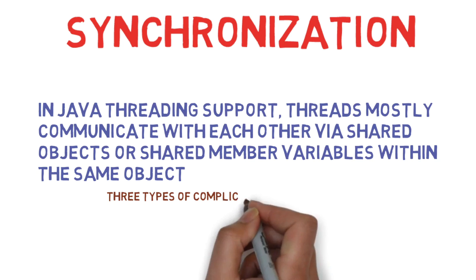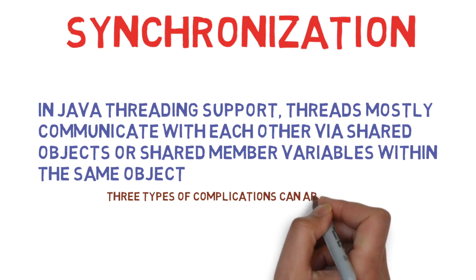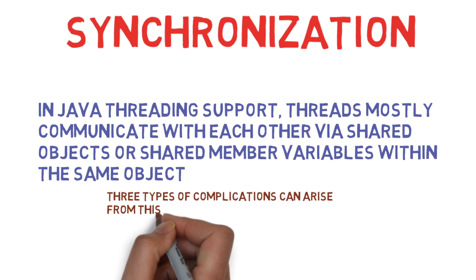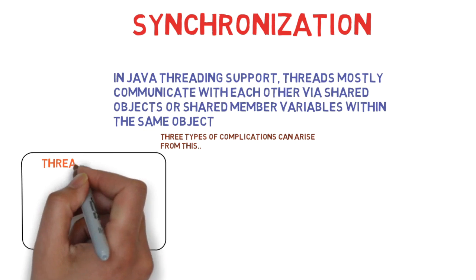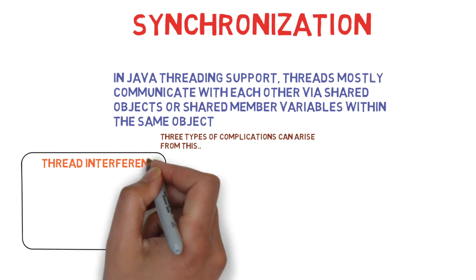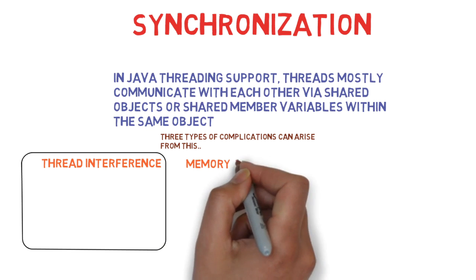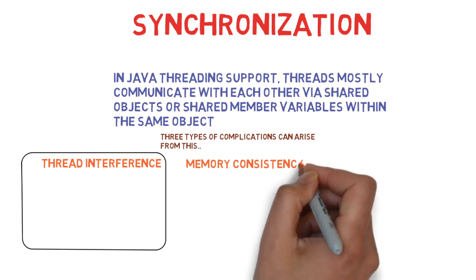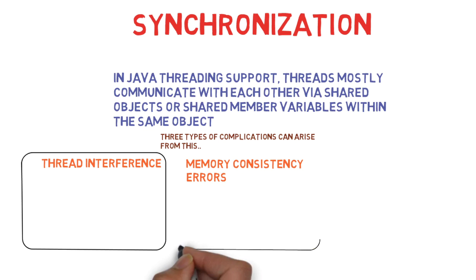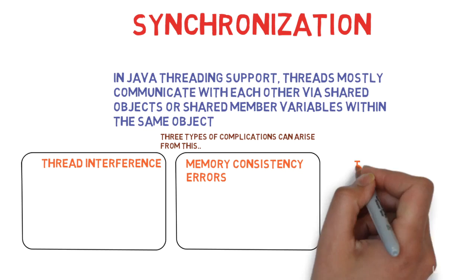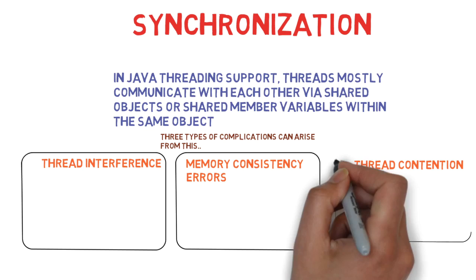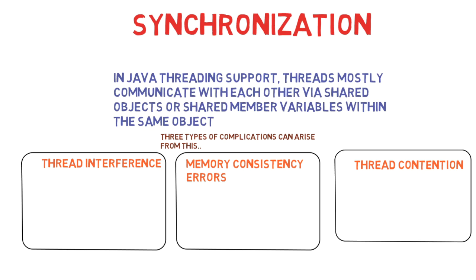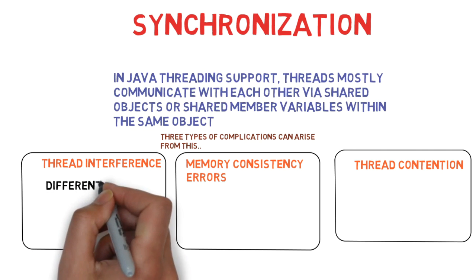Now, three types of complications can arise from this type of communication, where multiple threads can access the same piece of memory. Let's look at what they are. The first is thread interference. The second is memory consistency errors. And the third is thread contention. These are the three kinds of errors that occur when multiple threads are allowed to access the same piece of memory. So when do we have thread interference?